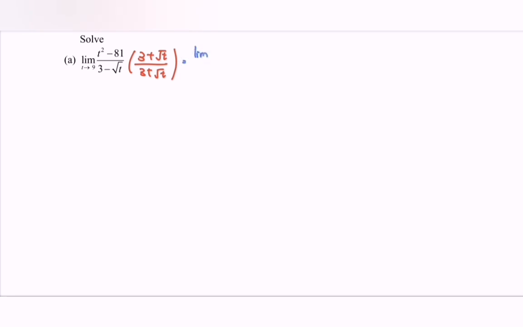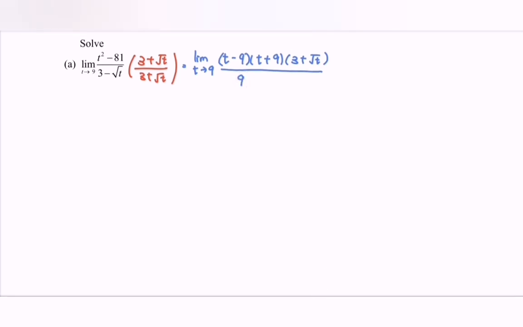So limit when t approaching 9. Factorize the situation. We have t minus 9, t plus 9, and then we have 3 plus the square root of t, over, we have 3 squared minus square root of t, we have to square the situation, so we have the t. Rewrite the situation. So limit when t approaching 9, we have t minus 9 over, factor the negative, where we have t minus 9.